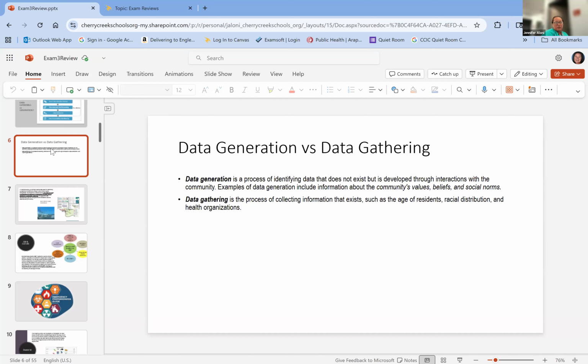And then we have data gathering, which is where we collect information. It's easy, like age, race, healthcare organizations, what's going on in the communities.